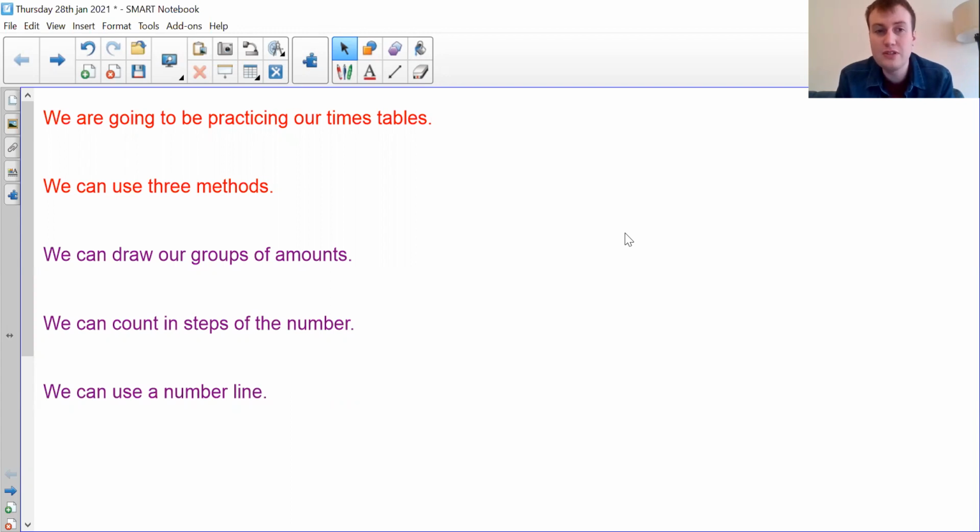Okay, there's three different methods that we've been looking at: drawing the groups and then doing the dots for the groups, just counting in those steps. So if it's times 5, just counting in our 5s. If it's times 10, counting in our 10s. And then using a number line, so doing the jumps along the number line. All right, so for each question, it's not enough just to know the answer. You need to be able to see which of those methods you are using, whether it's the groups, whether you're just counting up 10, 20, 30, or if you have used a number line.